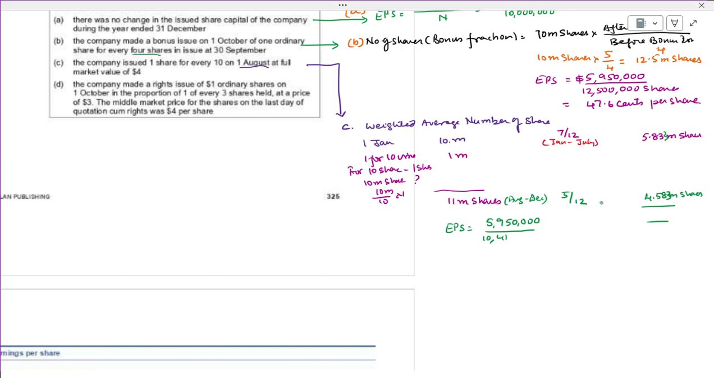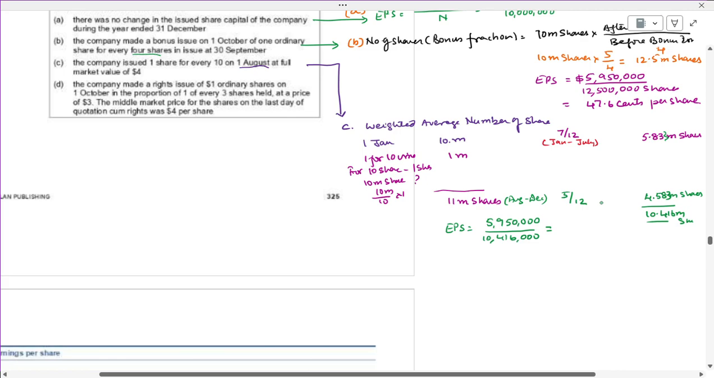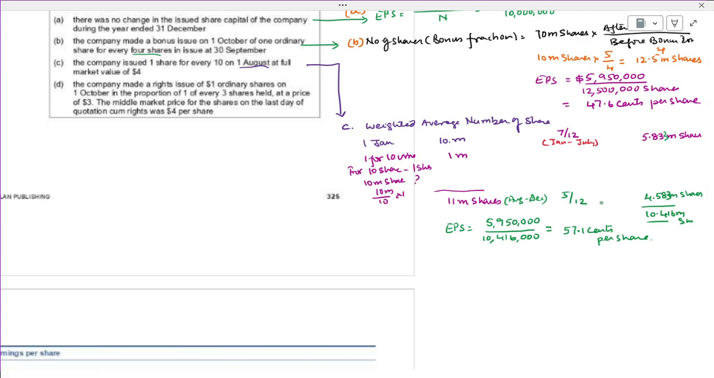Is it 10.416 million shares? 10.416. How much will you get? 5950 divided by 10.416, 5950. How much? 0.57, 57.12 cents per share. Yes. Is it 57.12 cents per share? Okay. Now, are you clear about this? Yes, doctor. Hussein and Sumayya, is it okay?